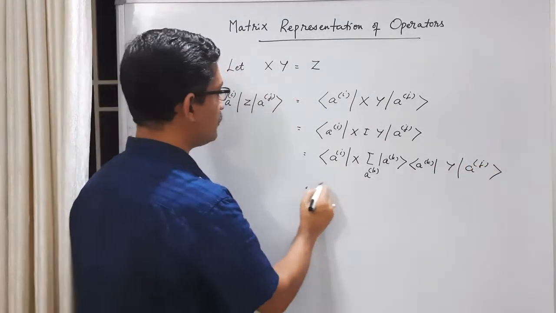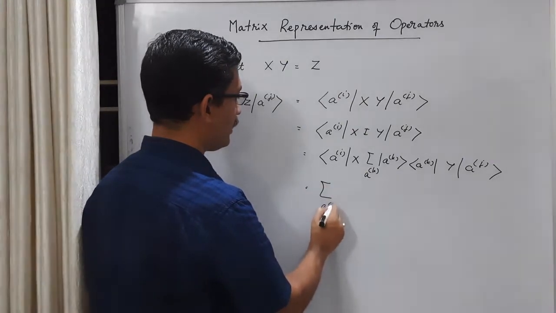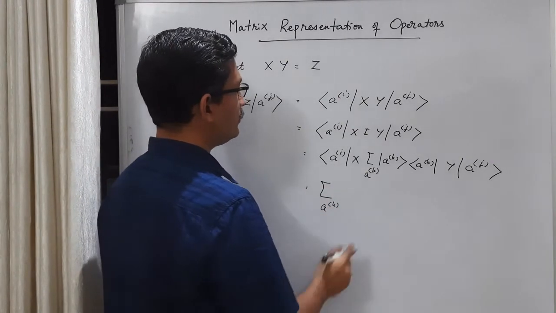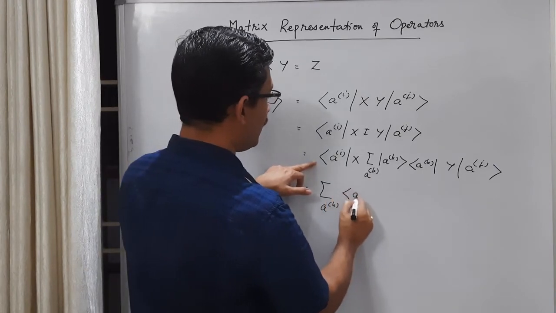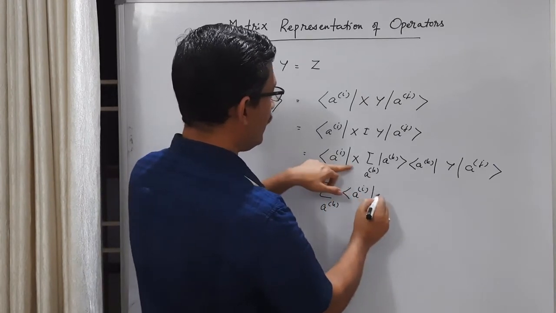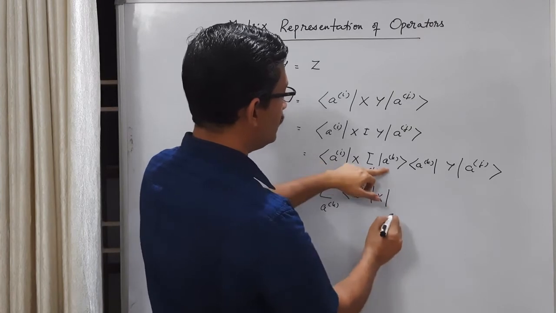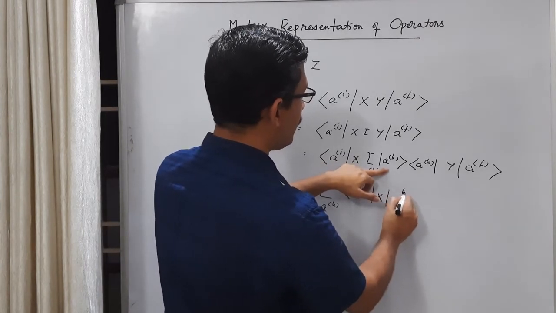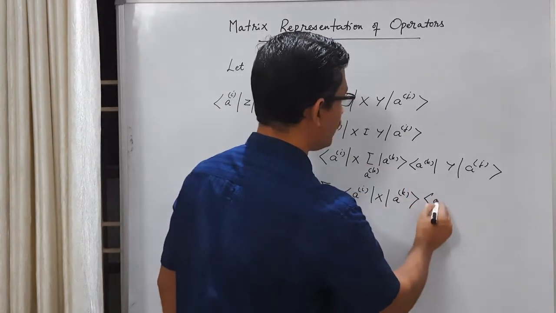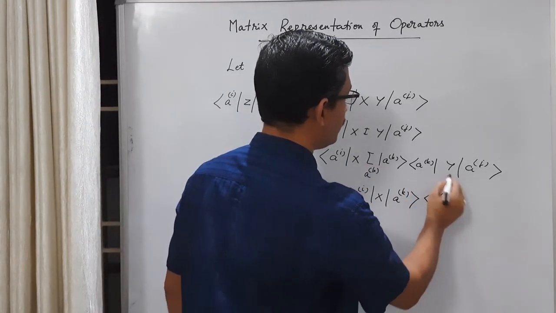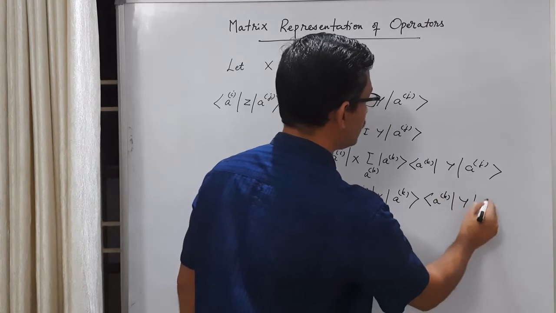Let's take the summation symbol outside. So summation over k. What do we have here? Bra vector a_i, then operator X, then ket a_k. Then here bra vector a_k, then we have operator Y, ket a_j.